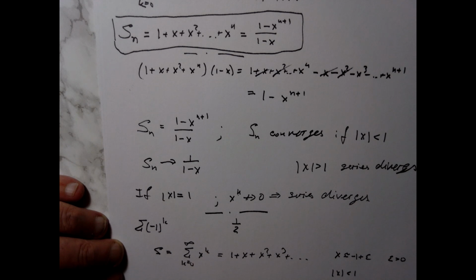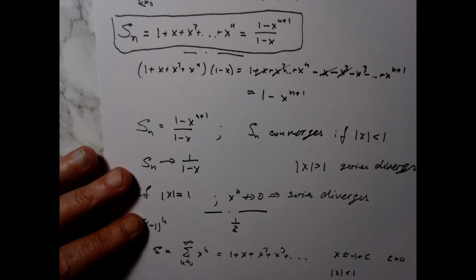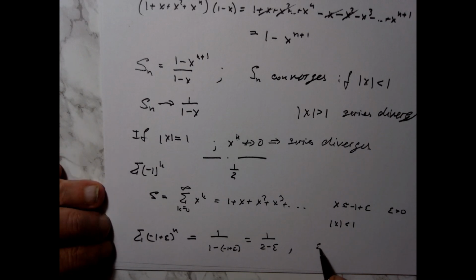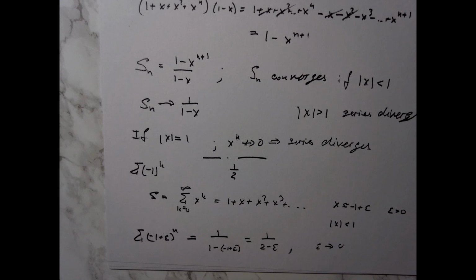and the series of minus 1 plus epsilon to the power n will converge to what? Well, it will converge to 1 over 1 minus x, which will be 1 over 1 minus (minus 1 plus epsilon), which will be 1 over 2 minus epsilon. And so now you say something that you are not allowed to say really. If epsilon tends to 0, then the series will come closer and closer and closer to 1/2. In reality, they don't. They will diverge. But again, 1/2 is the most reasonable answer that you can give to this question if your life depends on it.